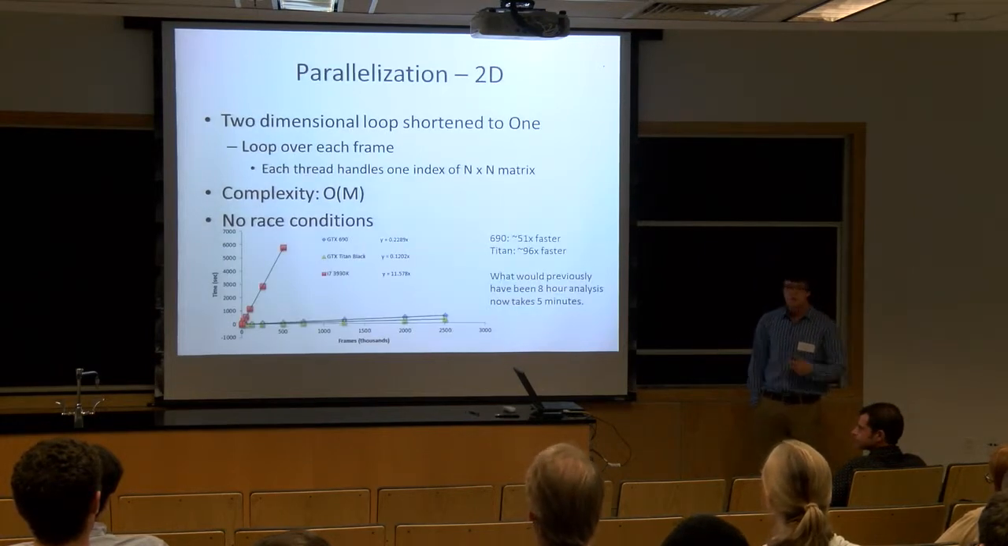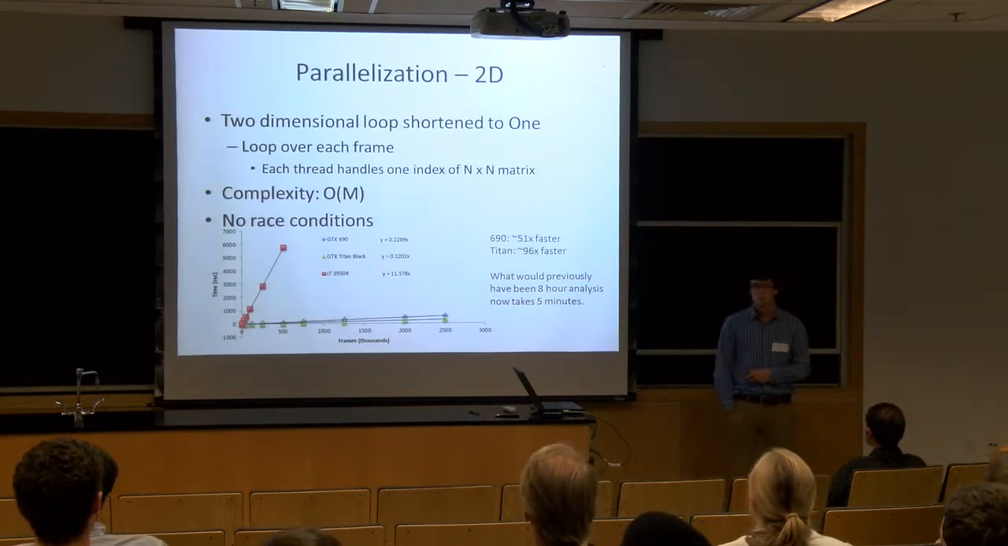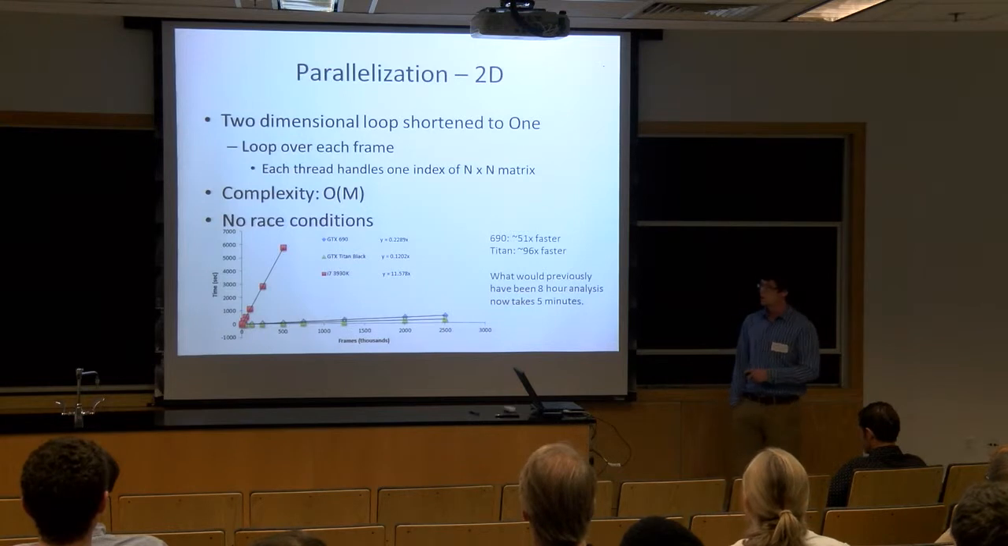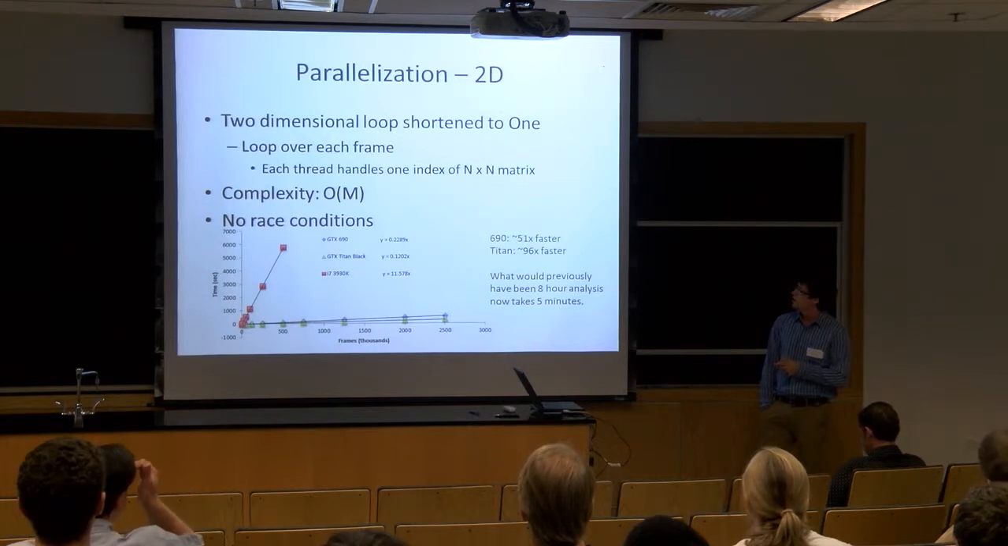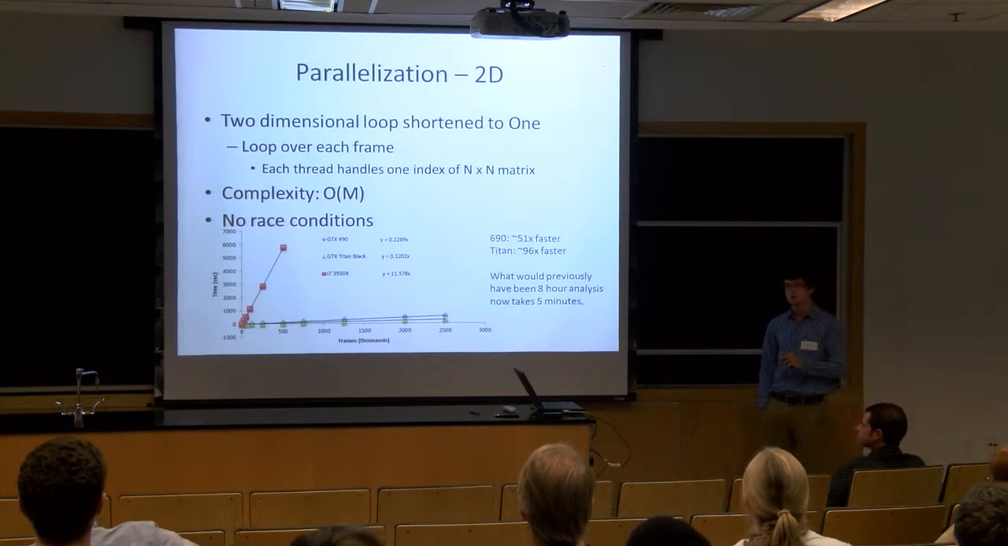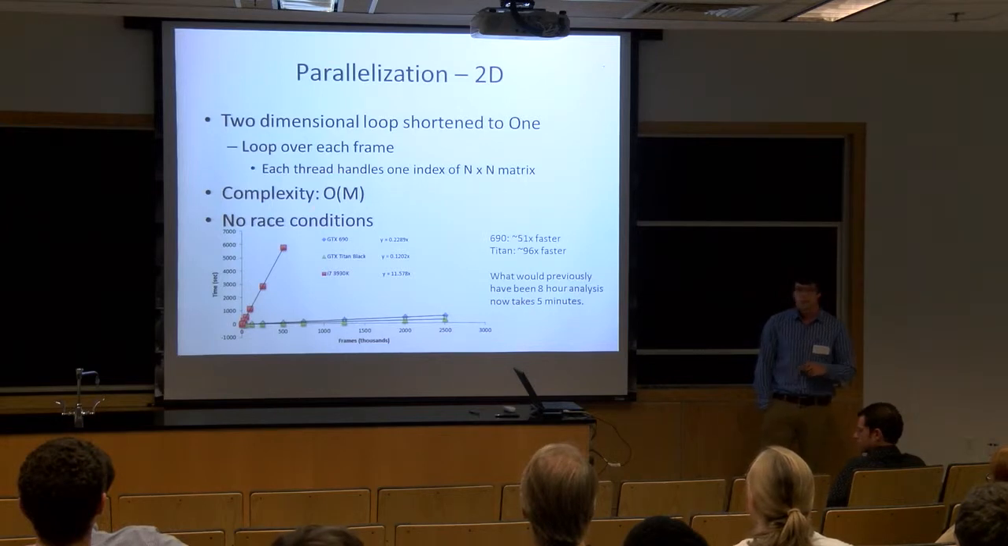And then this data is a two-dimensional array, and CUDA allows you to allocate a two-dimensional array of threads. So you can get rid of that other factor of n by having each thread handle a single index of the matrix and go through every frame. And so you reduce the complexity to order n. And again, you have no race conditions because everything's working on a single index of the matrix.